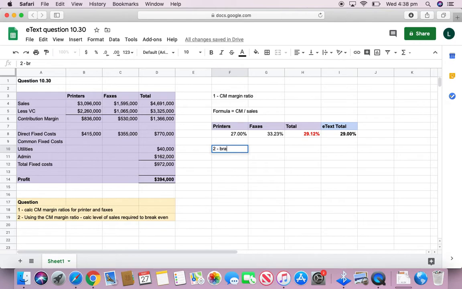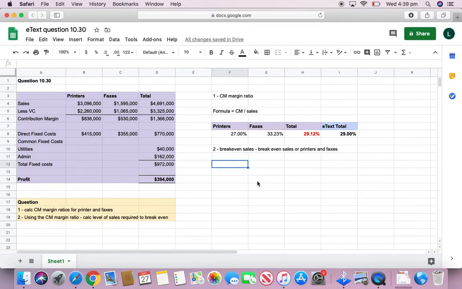So we are calculating the break-even sales. We're not looking at break-even per unit, it's break-even sales. Despite it not being stipulated in the question, we also need to break it down into break-even sales for printers and faxes. So this is kind of assumed.